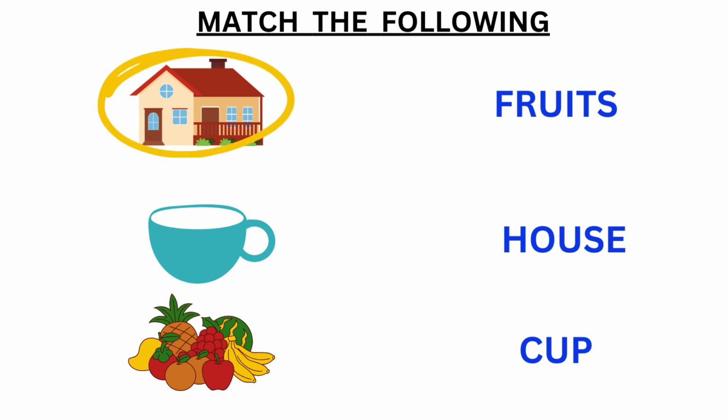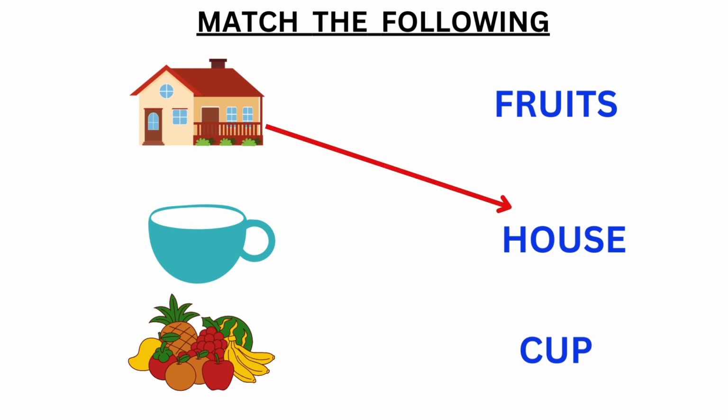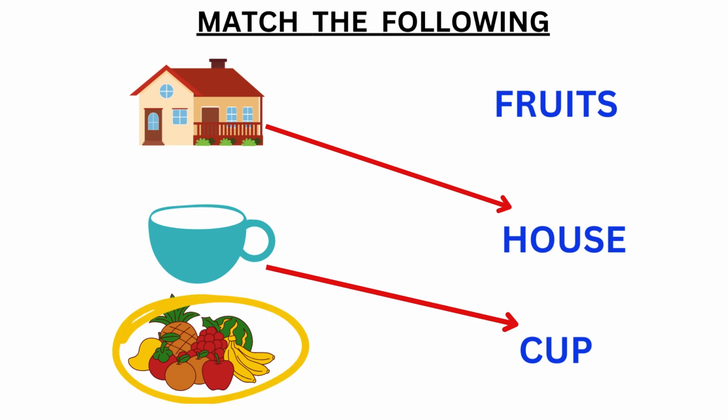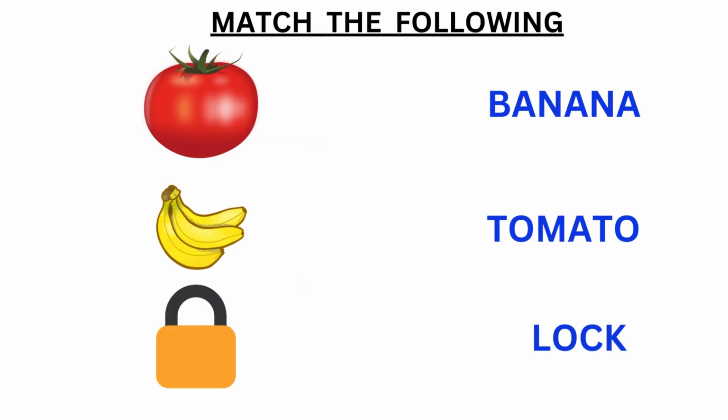First, a structure where people live. What do we call this? It's the house. Next, a drinking vessel often used for hot beverages like tea or coffee. What do we call this? It's the cup. Lastly, we have delicious edible items that come from plants and are often sweet or juicy. What's the general name for these items? They are fruits. On this slide, we have three different objects.